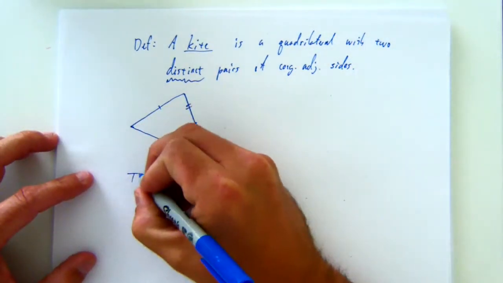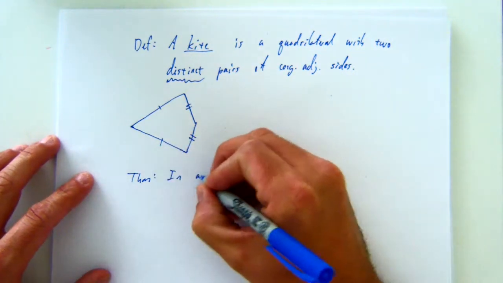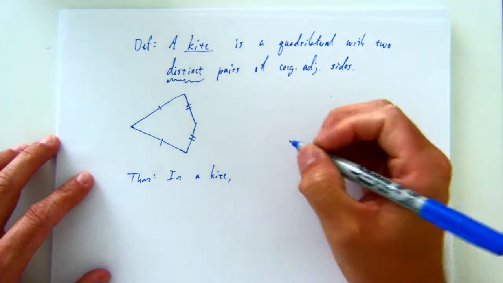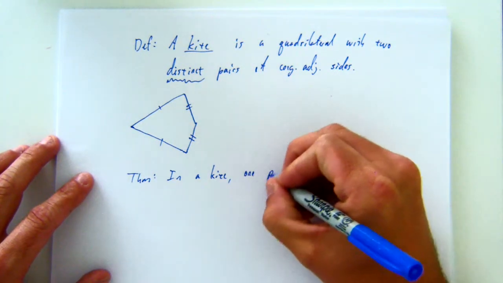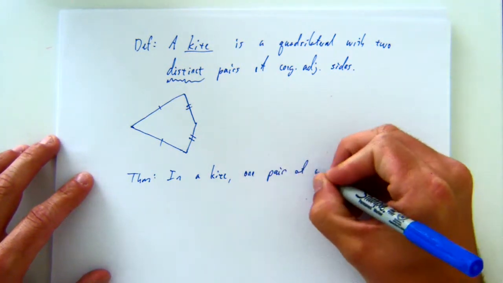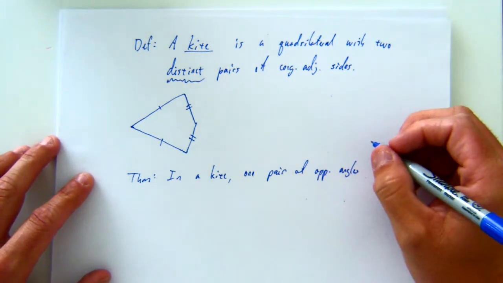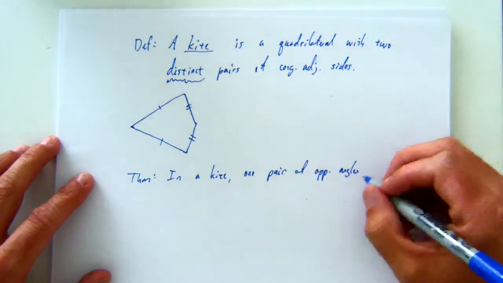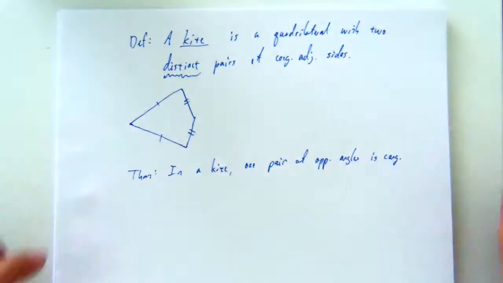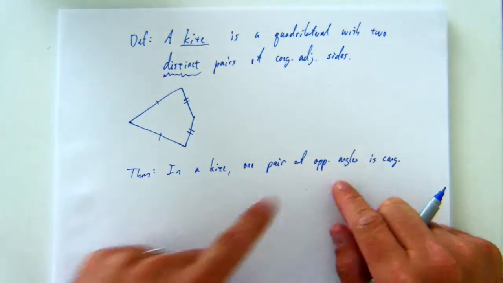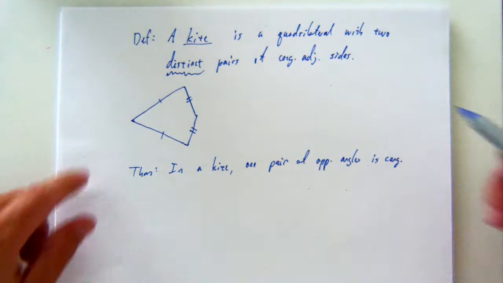So one theorem about a kite. In a kite, one pair of opposite angles are congruent, or one pair is congruent. So let's look at this kite. Now we're talking about opposite angles, so we've only got two pairs of opposite angles to consider.